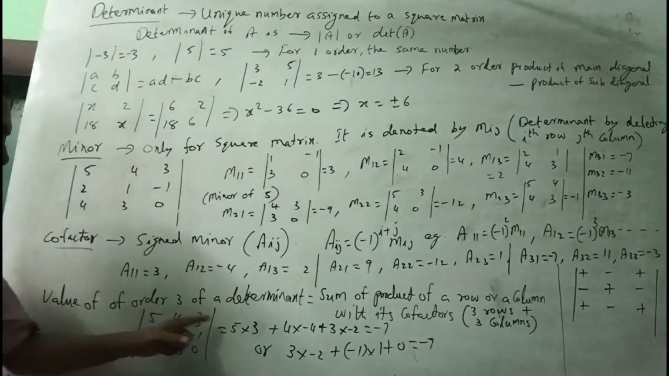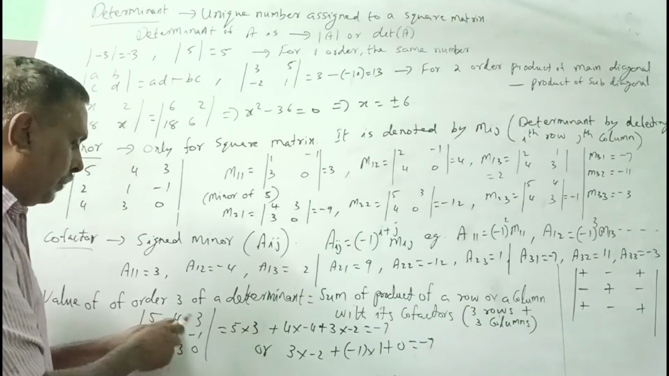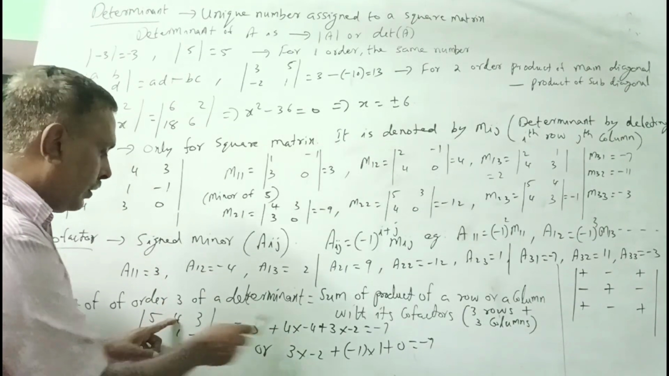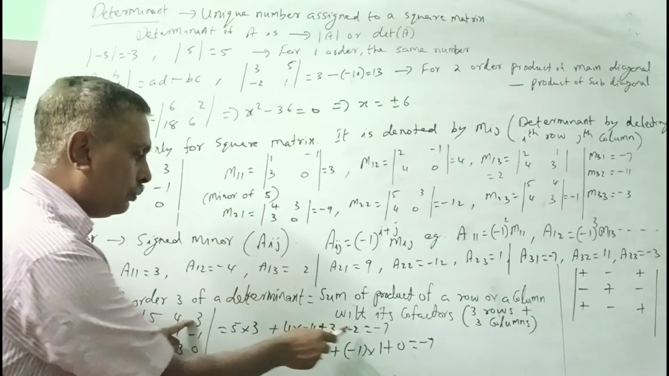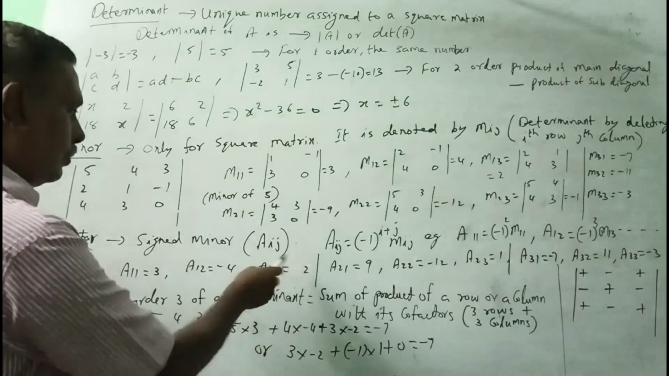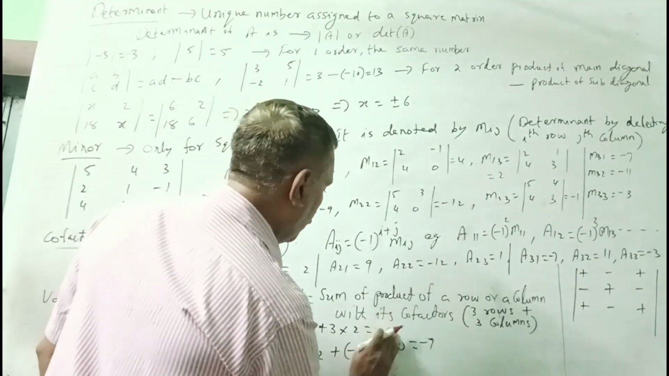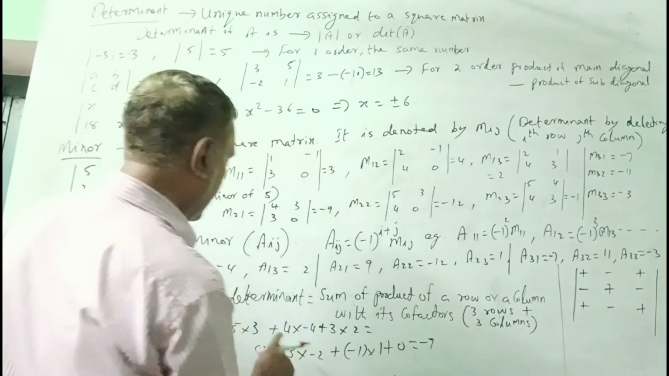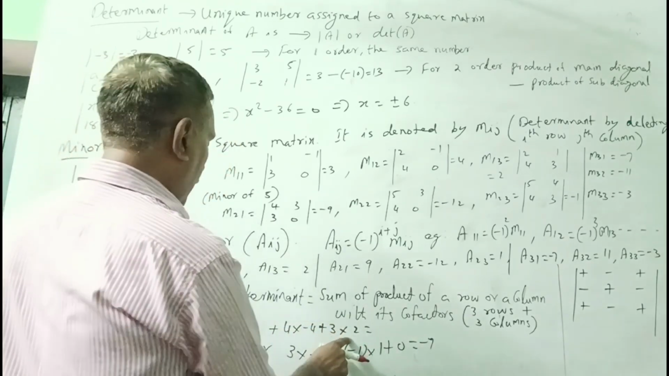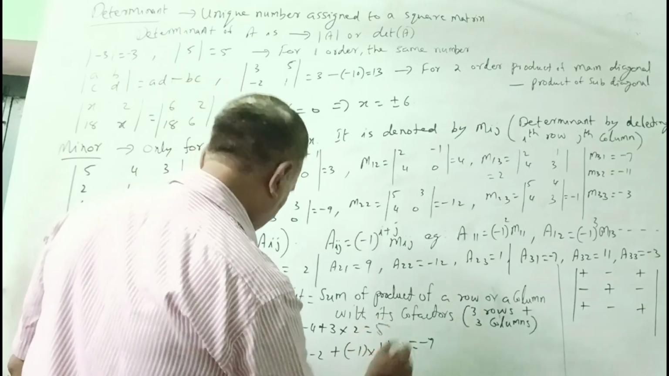Here 5, 4, 3, first row, I took 5 into its cofactor, that is 3, 5 into 3, plus 4 into minus 4, plus 3 into 2. So is 3 into 2 there, or minus 2? 3 into 2 is there. So whatever is coming, that is the answer. So you will get 15 minus 16 plus 6, that is 5 is the answer.